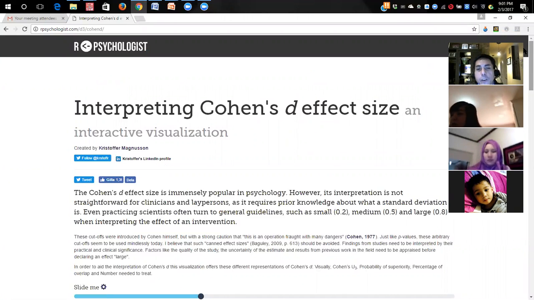Cohen's d is an effect size type of statistic. It estimates not just your statistical significance, but it goes above and beyond the statistical significance value of 0.05 and looks into how big the effect of your intervention is on the dependent variable or the outcome.